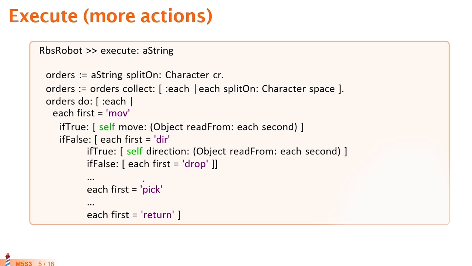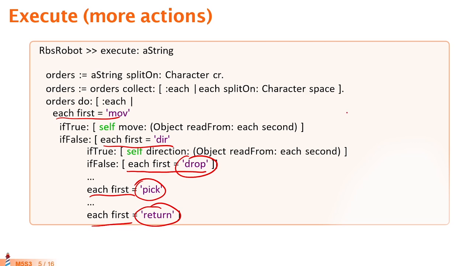Now let's see what happens when we try to add more operations to our robot. Imagine that we want to add a pick operation or a drop operation or a return operation that takes the robot back to the base. In this case, what we are going to do is add more and more conditional code. As we had before, just asking for move and dir, now we are going to ask if it's a drop, pick, or return. Adding more and more operations means we have more conditional code, increasing the complexity of this method.